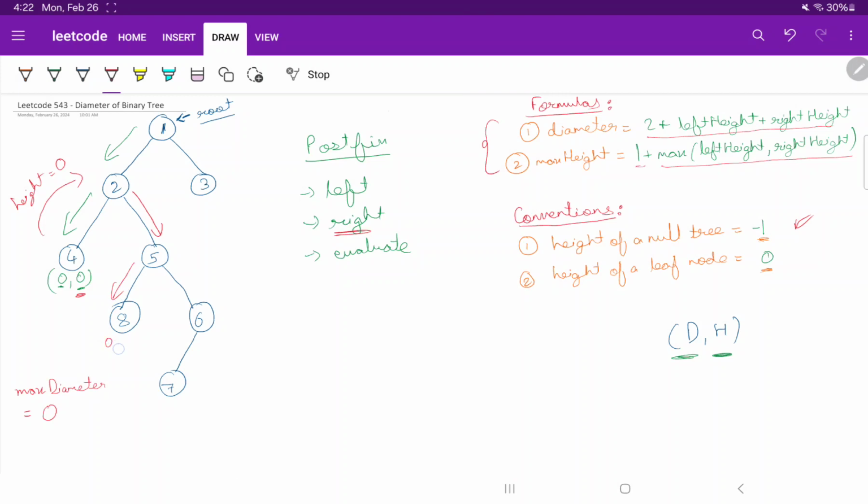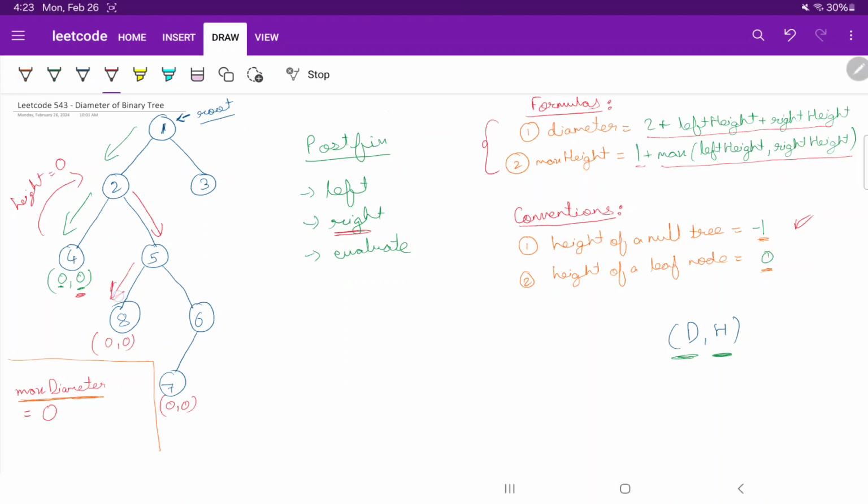Here again, this is a leaf node. All leaf nodes will have 0 diameter and 0 height. So this is how we're going to work. Before we proceed, I'm keeping a parameter max diameter to keep track of whatever is the maximum value of diameter we have encountered so far, because this is essentially what we need, right? So now we proceed ahead.